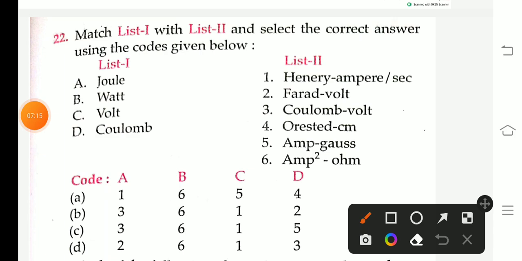Match list 1 with list 2 and select the correct answer using the codes given below. Joule coulomb volt, watt, ampere square ohm, volt, Henry ampere per second, coulomb, farad volt. Right answer option B.